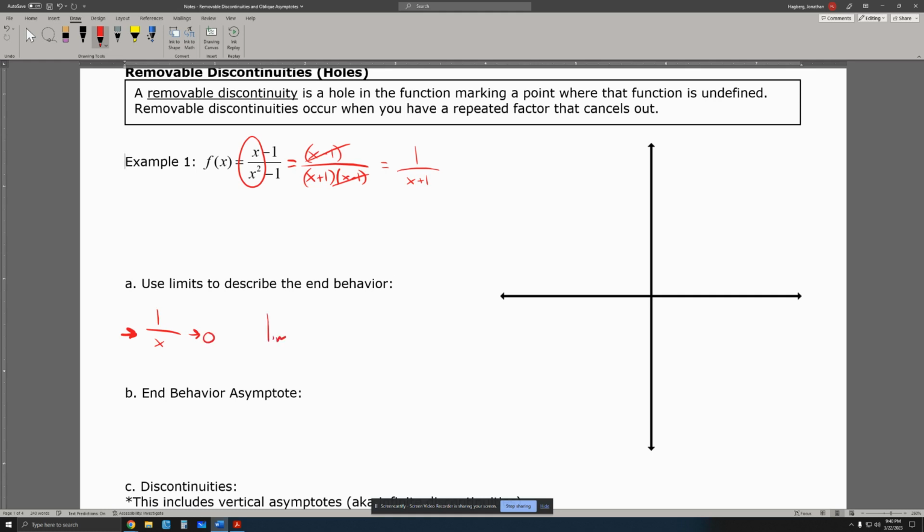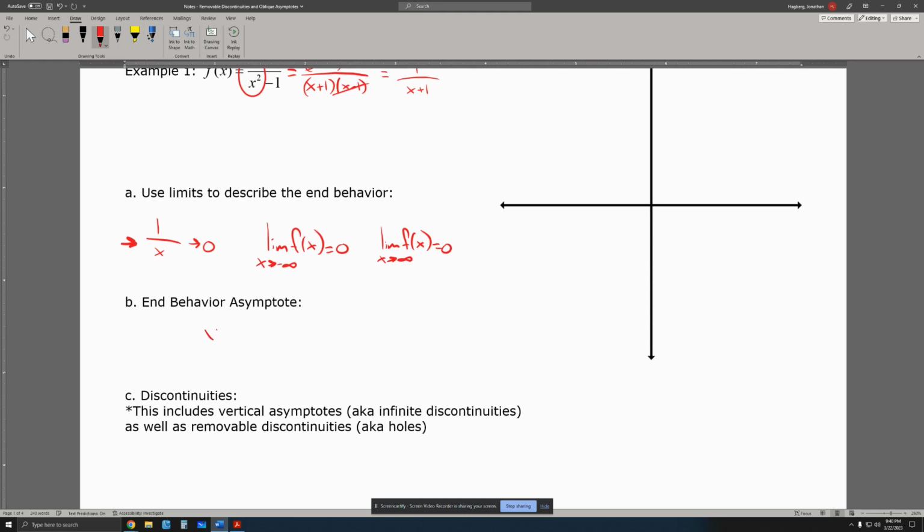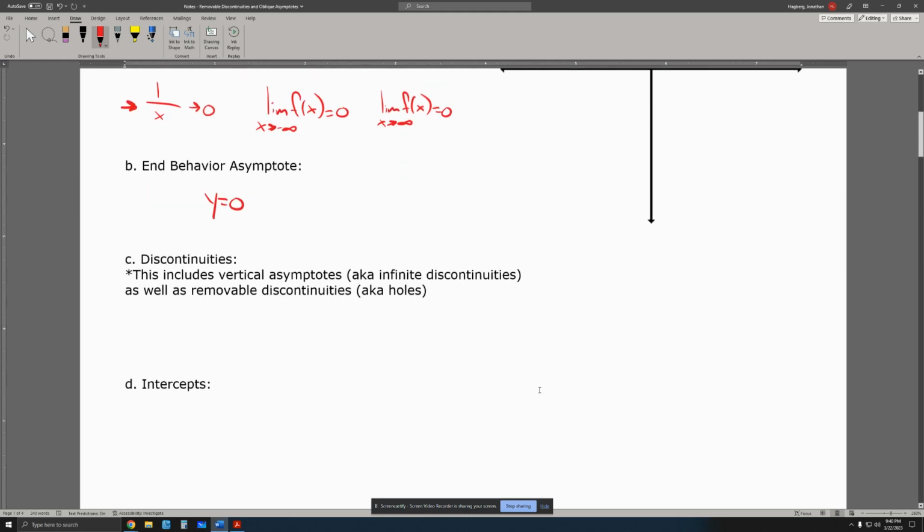So that tells us that the limit of f of x as x approaches negative infinity is equal to 0, and the limit of f of x as x approaches positive infinity is also equal to 0. Therefore, the end behavior asymptote is y equals 0. Now let's talk discontinuities. This includes both the infinite discontinuities, vertical asymptotes, and removable discontinuities, holes. So we'll start with vertical asymptotes.